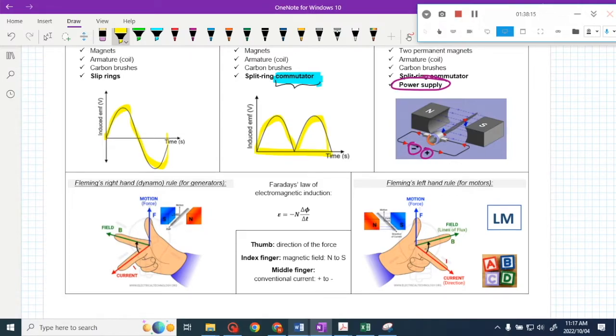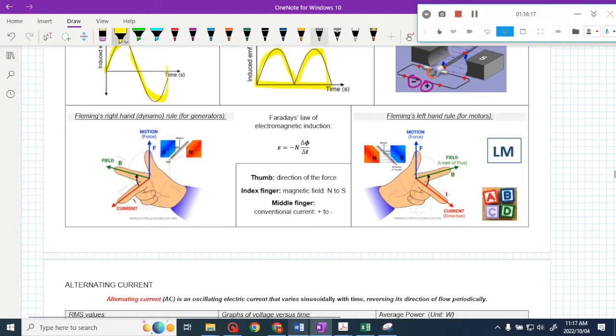I taught you guys when it comes to your motors, remember the alphabet, L, M, N, O, P. The left hand is for the motors. We always have, for both sides, your force, your magnetic field, and your current. Just remember that: force, magnetic field, current, all the time.